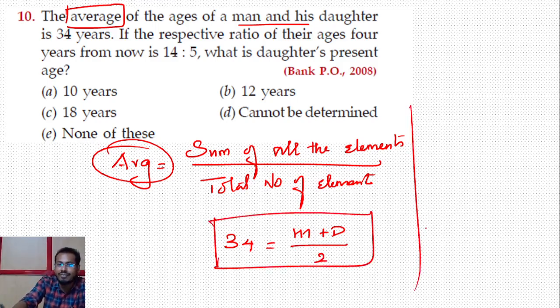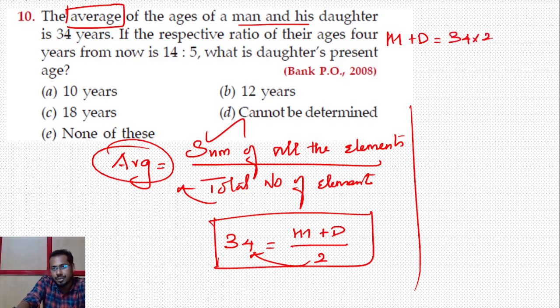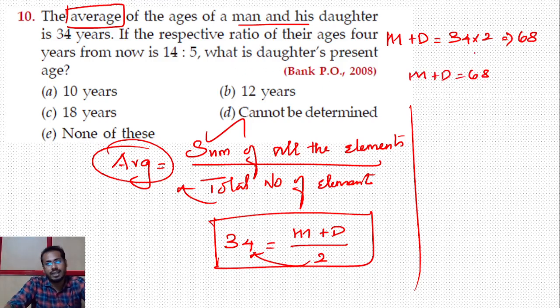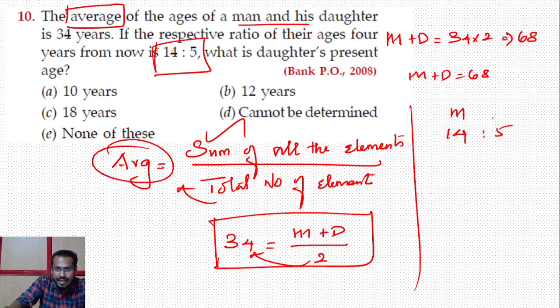From this I can find out the sum. If I want the sum, I need to take the total to this side. So the sum, that means the man plus daughter's age, is equal to 34 into 2. 34 into 2 is 68, right? So the man and daughter's ages together are 68. What is the question? The daughter's present age. They give one ratio for us, 14 is to 5. This is for the man and this is for the daughter.